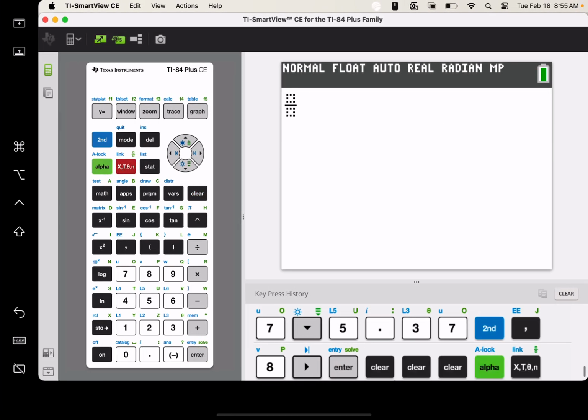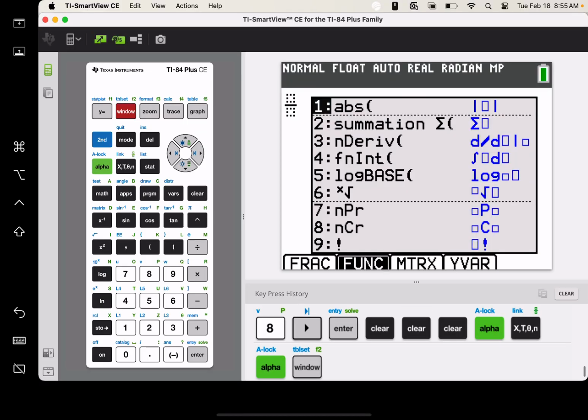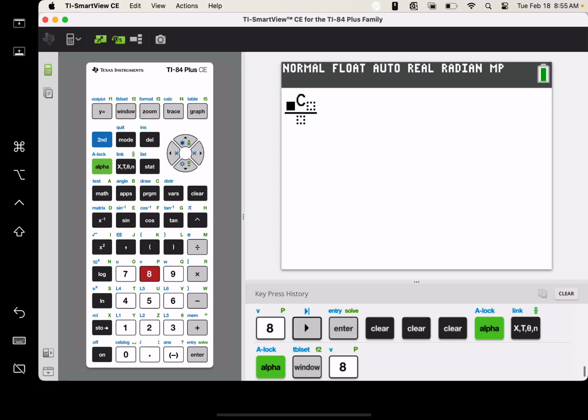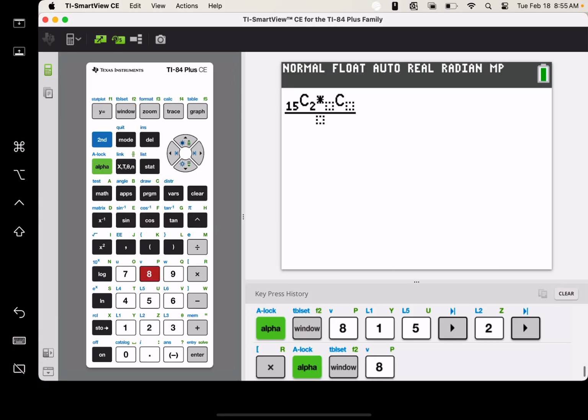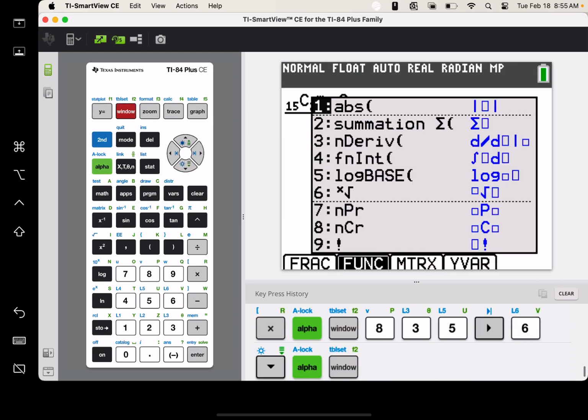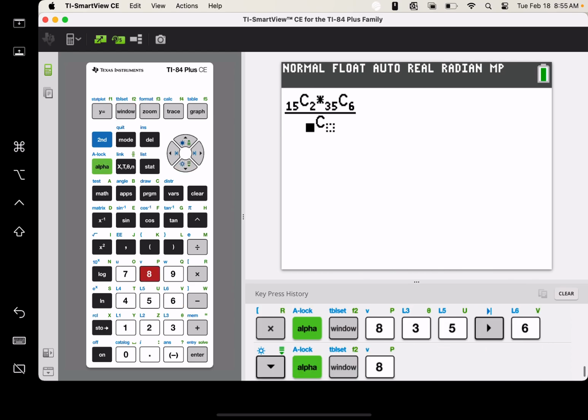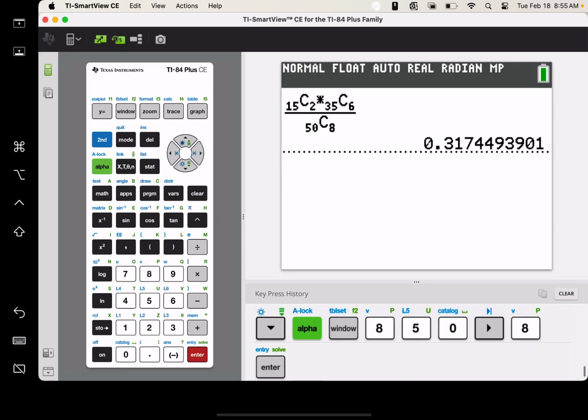So in a fraction, I'm going to do my alpha F2, number 8, and then type in what I just wrote down. 15 choose 2, times 35 choose 6, divided by 50 choose 8. And there is my probability of getting a playlist with exactly 2 Taylor Swift songs, about 31.74%.